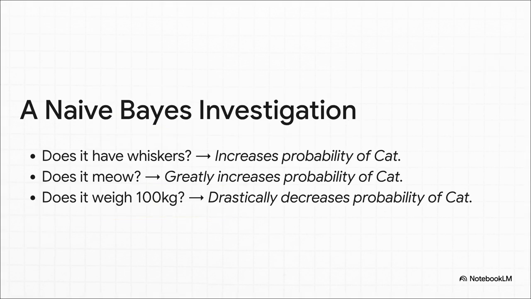This is a fantastic way to see how it thinks. So imagine the model is trying to figure out if something is a cat. It looks at each clue by itself. Does it have whiskers? Okay, that definitely increases the probability it's a cat. Does it meow? Whoa, okay, very likely a cat now. But does it weigh 100 kilograms? Probably not a cat. Naive Bayes just combines the probabilities from all these separate clues to make its final call.